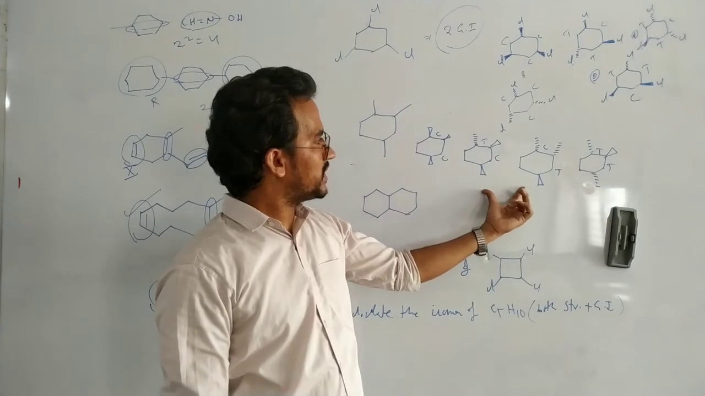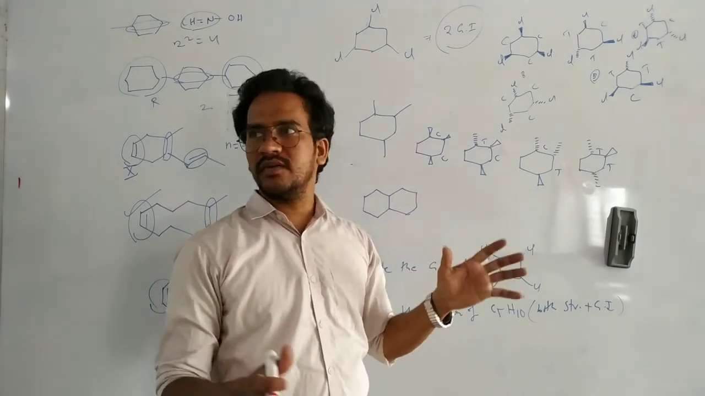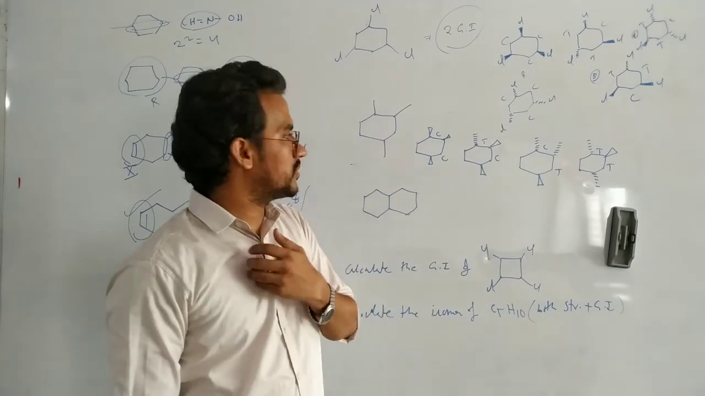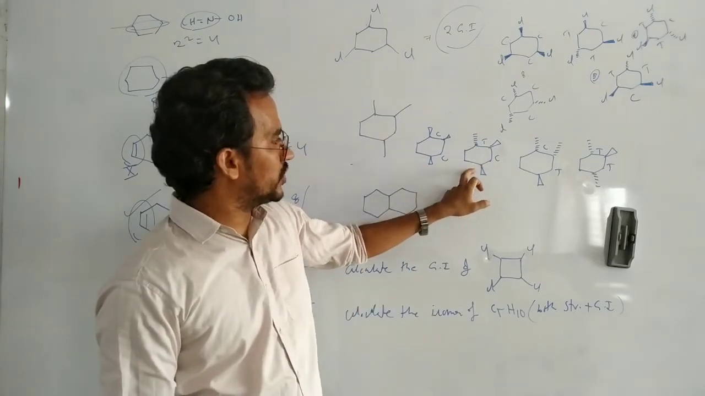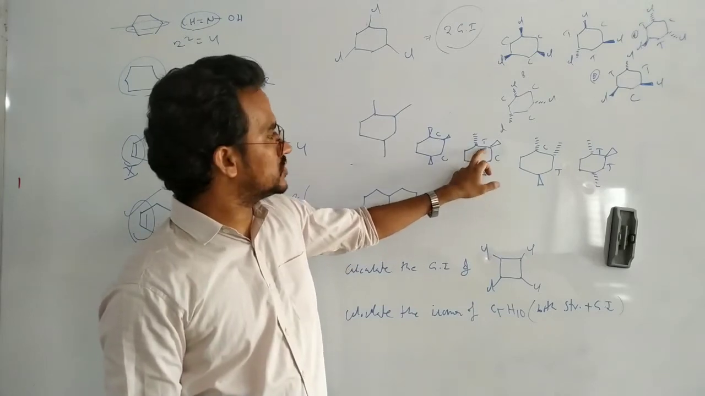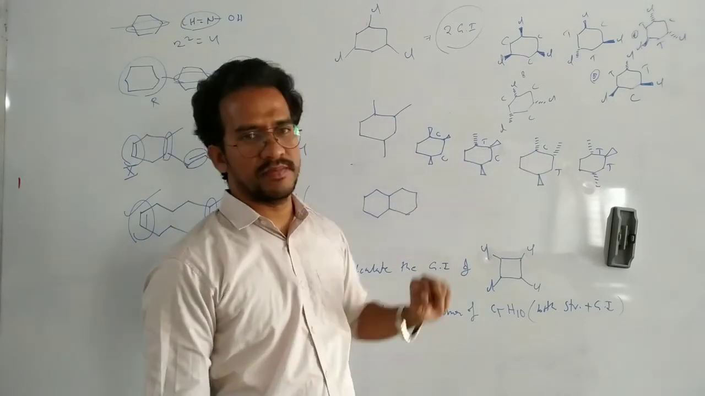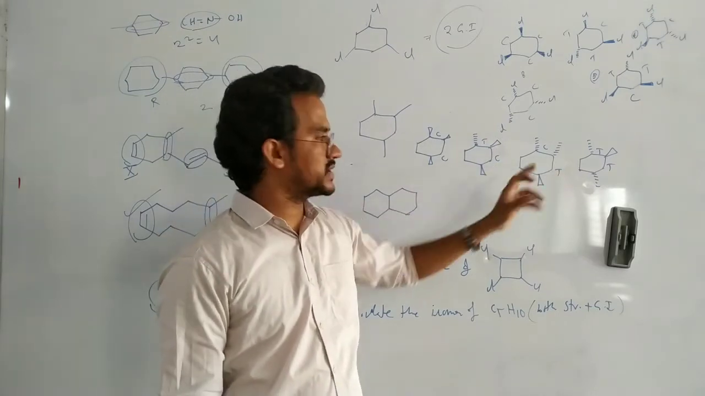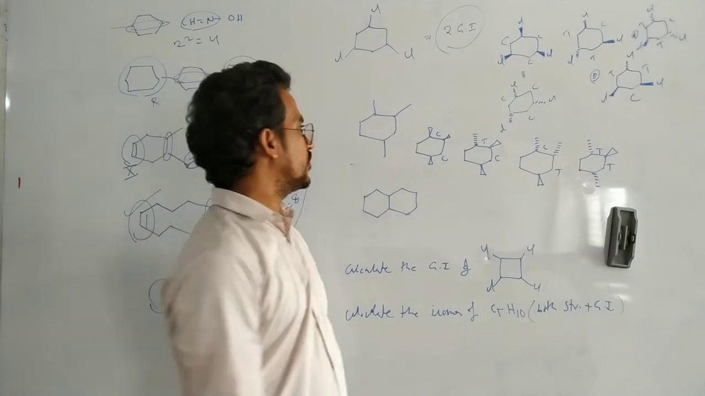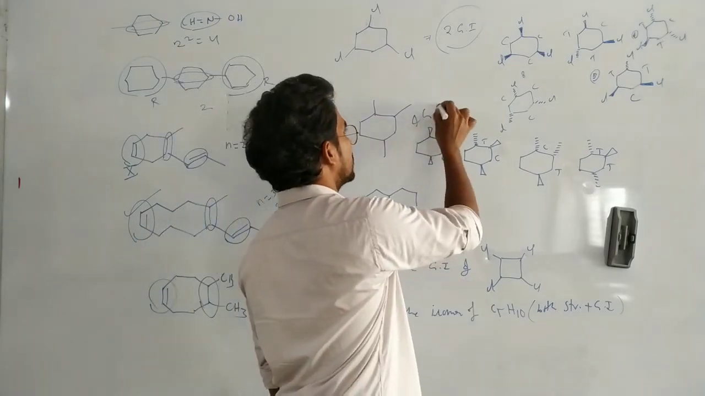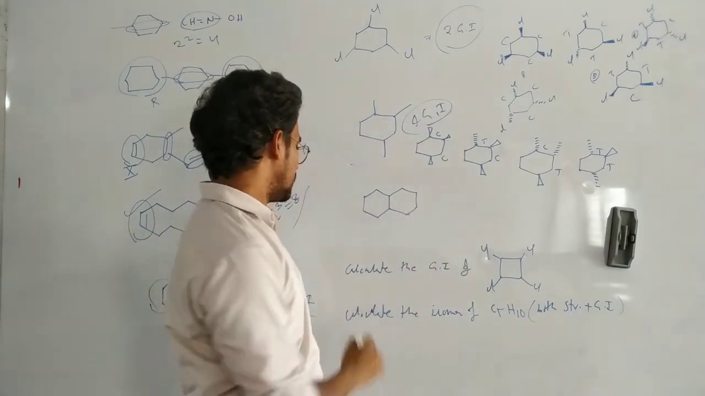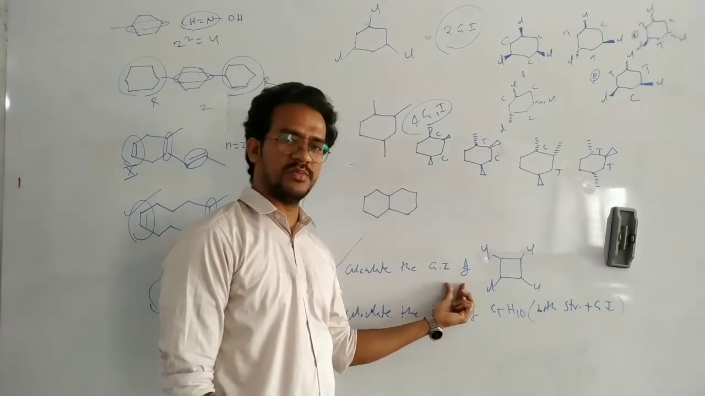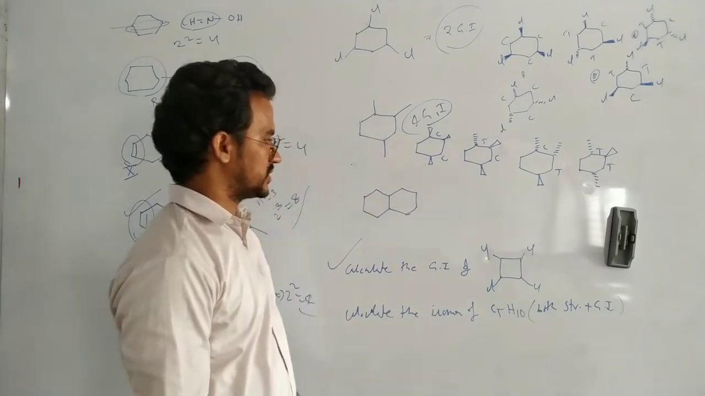Why? Because we have to start the numbering always from this position. 1, 2, 4. Here 1,2 trans. Here 1,2 cis. Here 2,4 cis, 2,4 trans. Different. So 4 geometrical isomers for this. Like that, we can write the geometrical isomers for this compound.